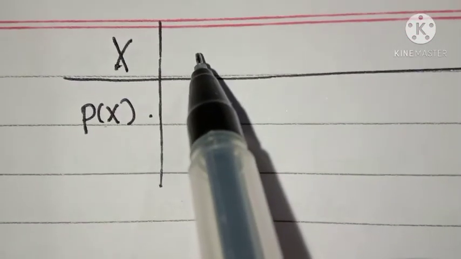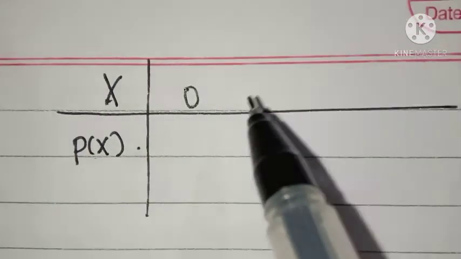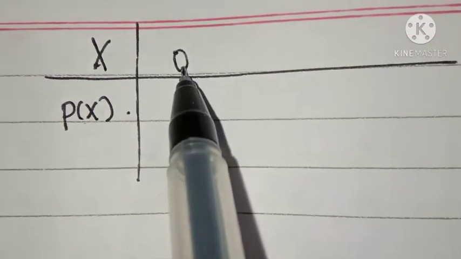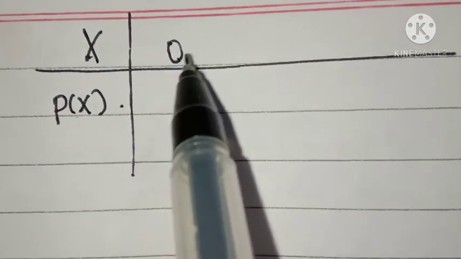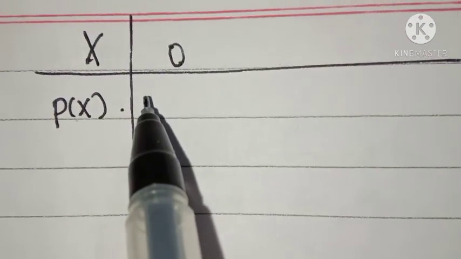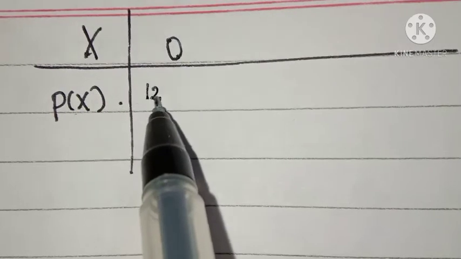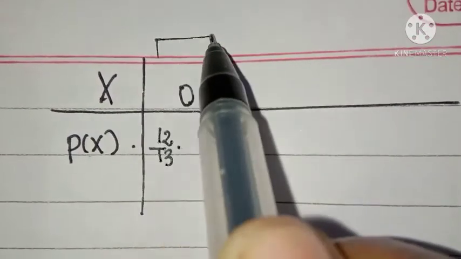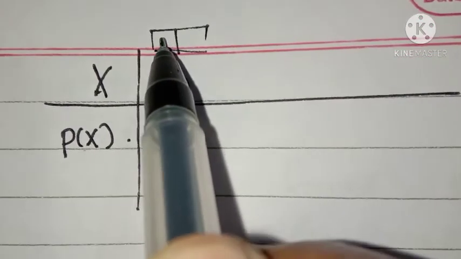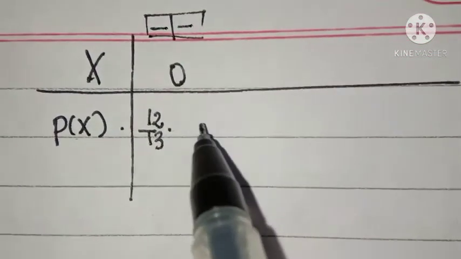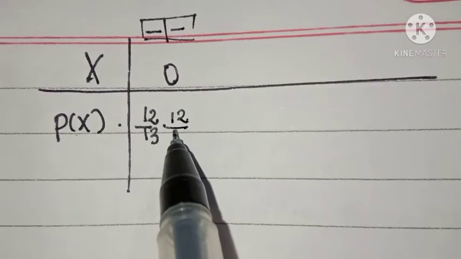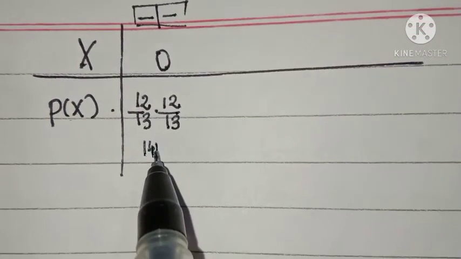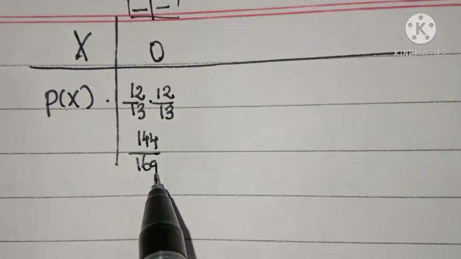See the probability distribution of this random variable X. The first value is X equal to 0. X equal to 0 means no ace card in the first draw and none in the second draw. Not getting an ace card has probability 12 by 13. Both selected cards are not ace cards, so the probability is 12 by 13 into 12 by 13, which is 144 by 169.